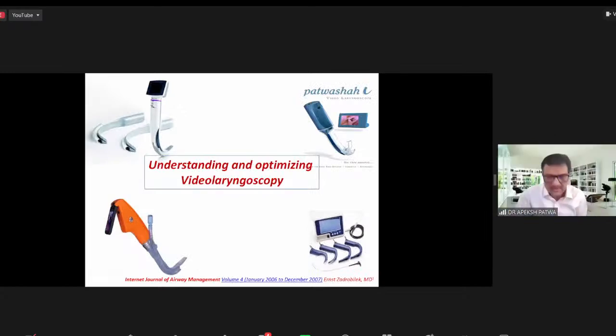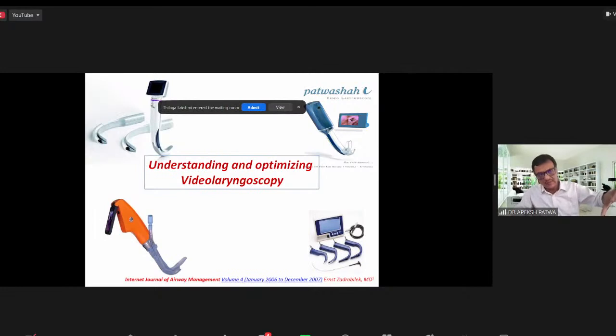So these are the problems with direct laryngoscopy. We need to create a direct line of sight. We need to apply force. We need to give an external laryngeal manipulation. We need to have a favorable anterior complex anatomy. And we need to have proper flexibility of the C-spine and atlanto-occipital joint. So these are the problems with direct laryngoscopy. So to understand video laryngoscopy, we need to discuss the problems of direct laryngoscopy and how to overcome these problems.